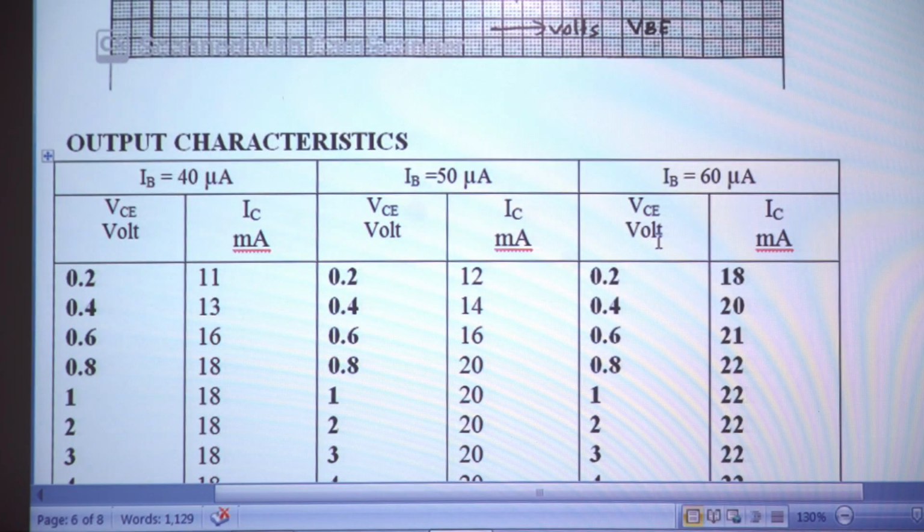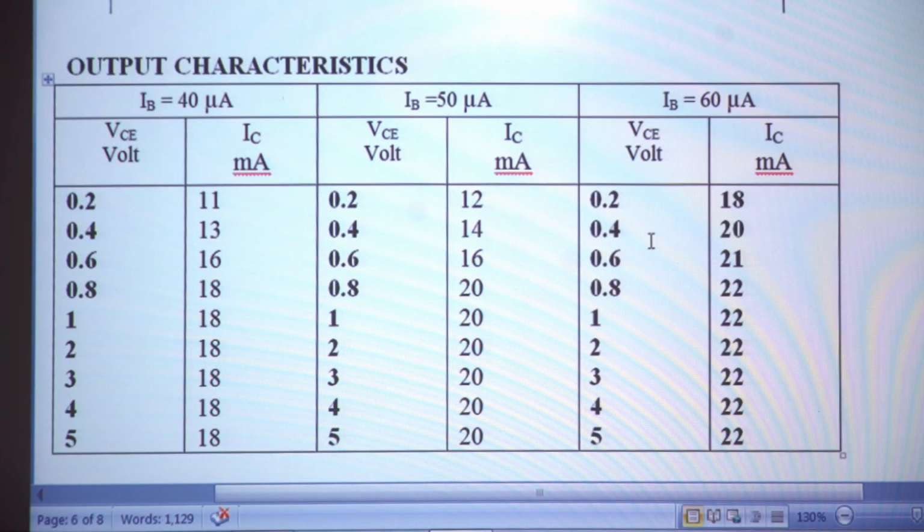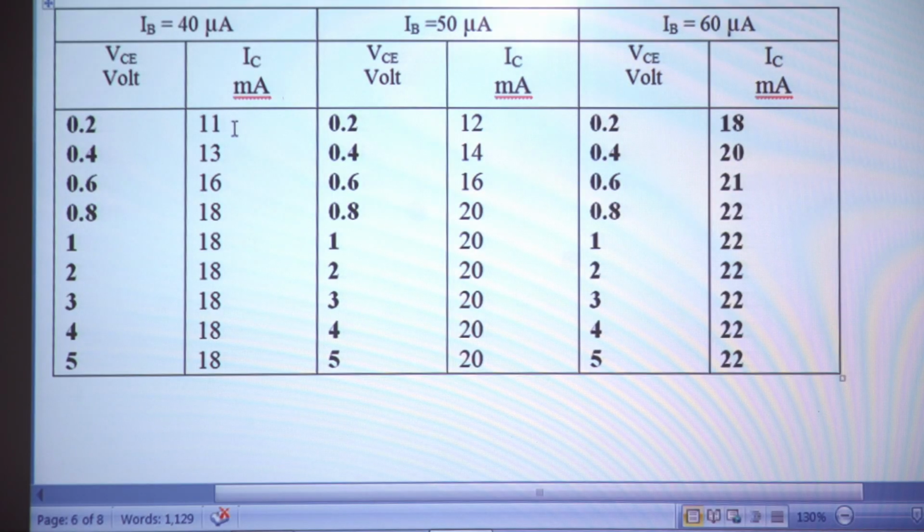Now similarly, to plot the output characteristics, the input side is kept constant. The input is kept constant at 40 microampere initially. Now VCE, the collector emitter voltage, is changed, and the collector current changes. The change in collector current is very small. For 0.2 it is 11, for 0.4 it is 13, for 0.6 it becomes 16, and from 0.8 onwards the collector current remains constant at 18 milliampere.